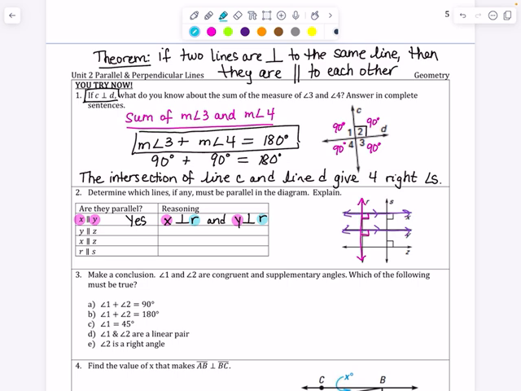I know we're talking about perpendicular and parallel in the same sentence, but that is a theorem. Okay, let's look at the next one down. Y and Z. I'm going to erase all of this. So Y and Z, I'm going to highlight those in the purple again. Here's line Y and here's line Z. And it says, are they parallel to each other?